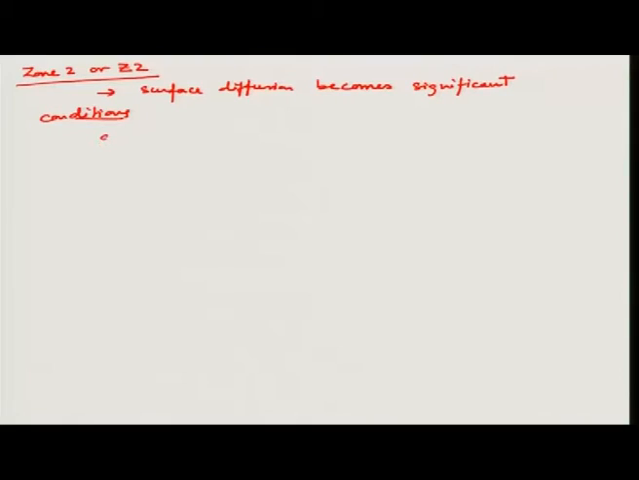For thermal evaporation, this Ts over Tm, the relative temperature of the substrate, is between 0.3 to 0.5. And for sputtering, this Ts over Tm is somewhere between 0.4 to 0.7.